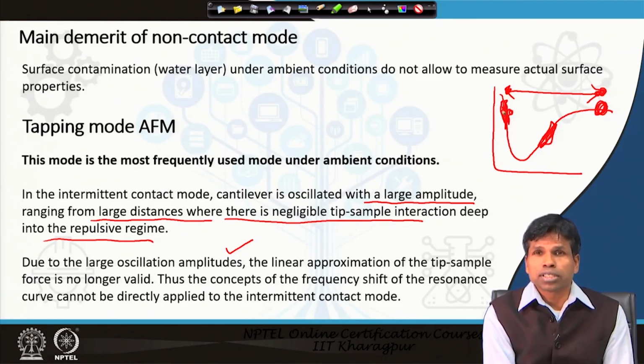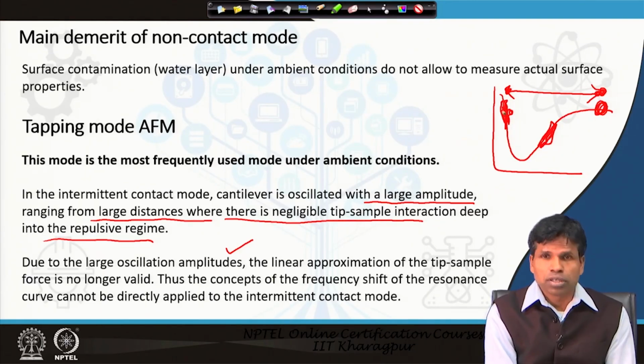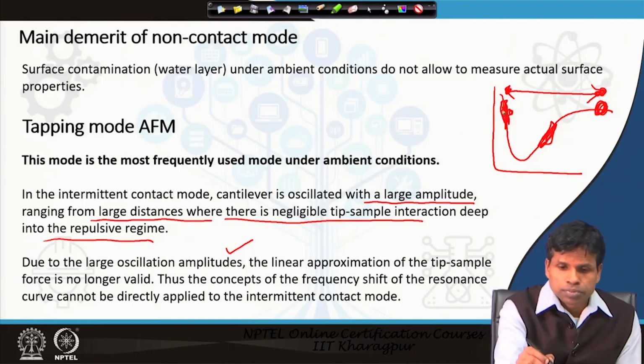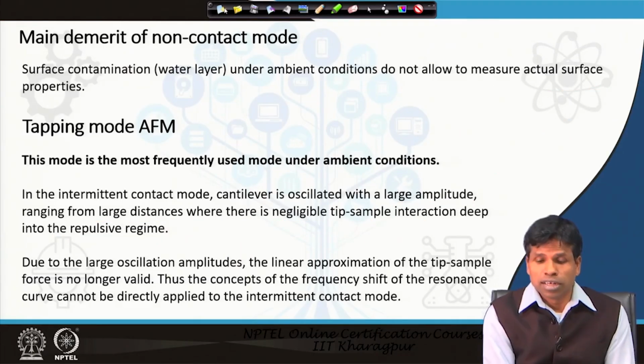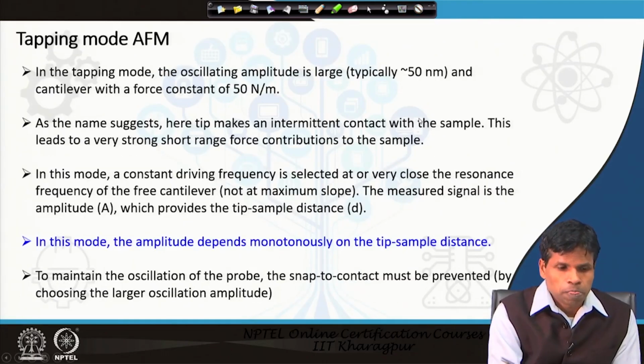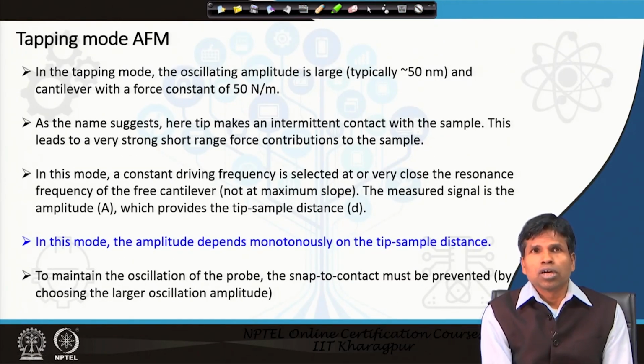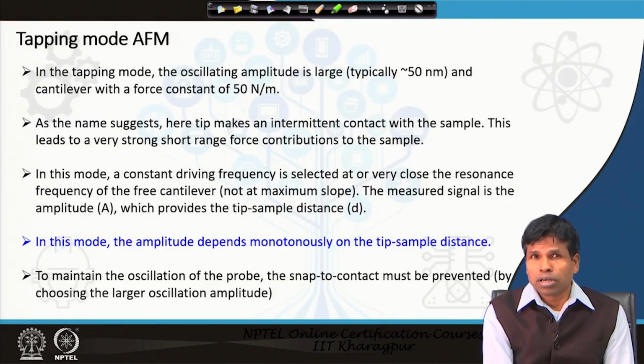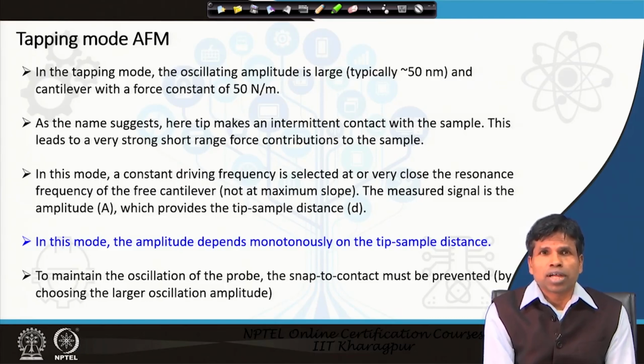So, that linear approximation that we have used in the frequency shift mode cannot be valid here. So, harmonic oscillator cannot be used here. The concept of frequency shift of the resonance curve cannot be applied in this mode, because they do not follow a linear relationship here. So, in this mode, or tapping mode, the oscillating amplitude is large, about 50 nanometer, and the cantilever also has a high force constant, greater than 50 Newton per meter, or about it; certainly it should be greater than 20 Newton per meter.